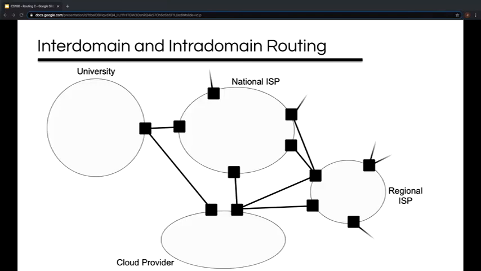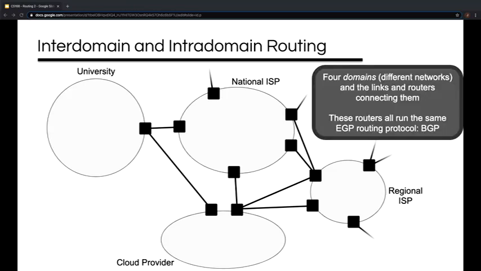Graphically here, here's this diagram that looks something like one that we've seen before. Where you have these different domains that may be different things. You may have a university network, a couple different ISPs, you may have some cloud service provider. These domains have their own networks, and there are links and routers connecting these domains. And so these routers all run some EGP. Today that means they run BGP.